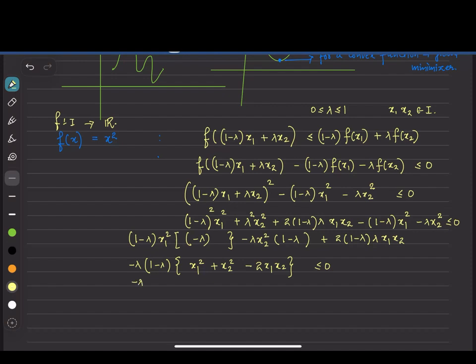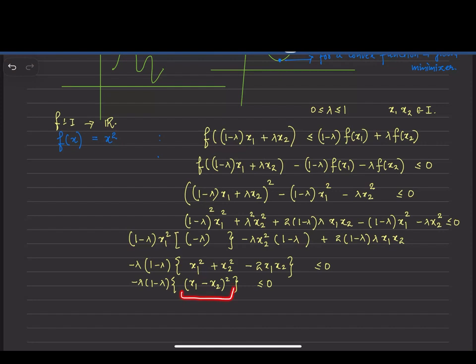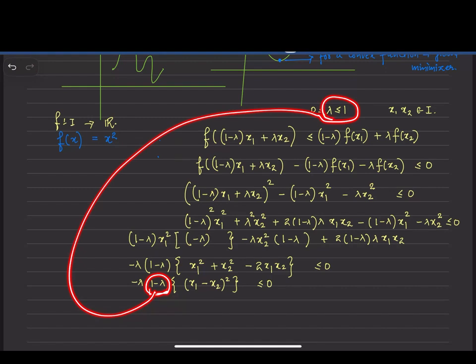So this becomes minus lambda into 1 minus lambda, and this is the perfect square of x1 minus x2, the whole square. We need to show that this is non-negative. Now we have come to the end. See, this is a perfect square or a whole square, so this is either 0 or always positive. 1 minus lambda is always non-negative because lambda lies between 0 and 1, so 1 is always larger or equal, so this value is non-negative.